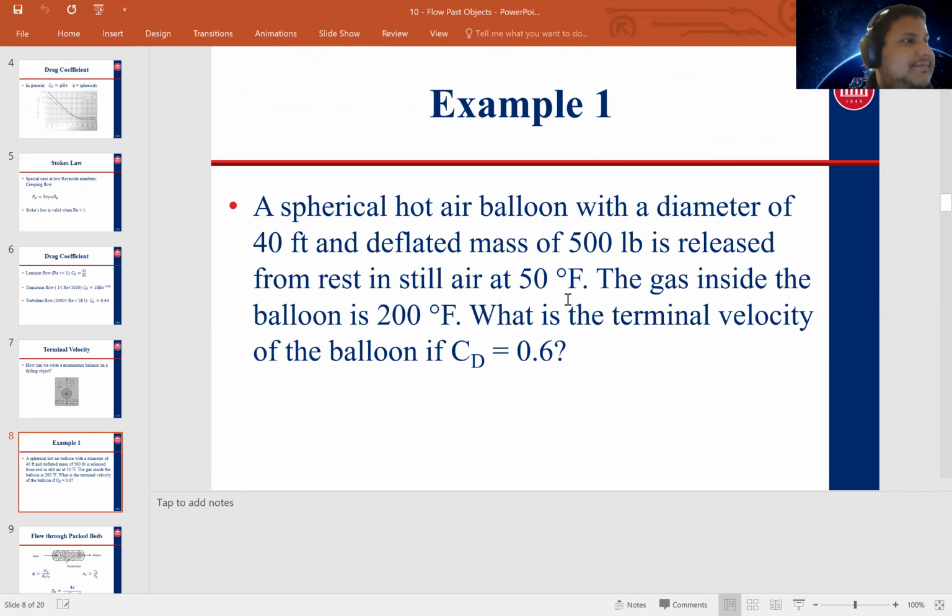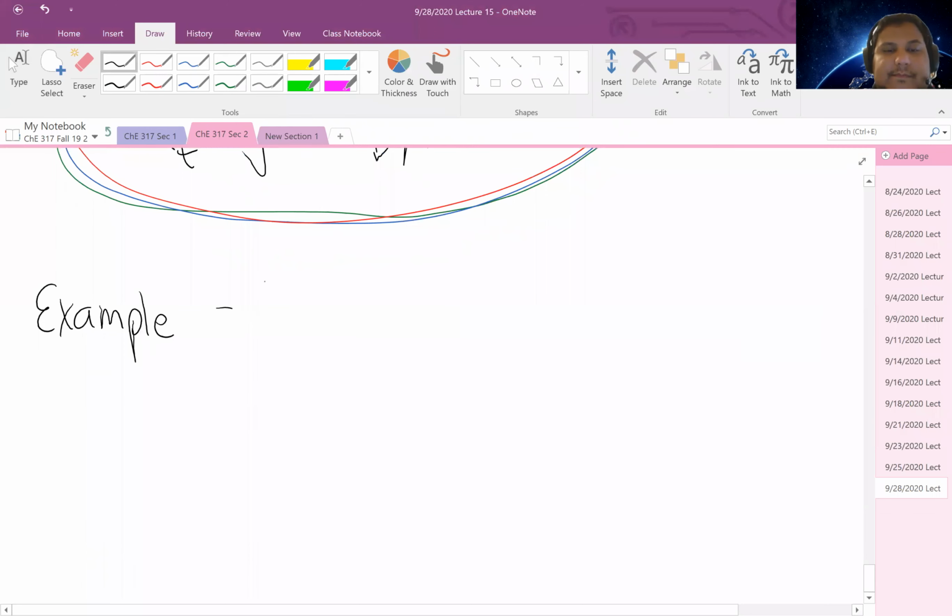So this is an intriguing problem in that it involves terminal velocity, but it's a reevaluation of the momentum balance, in that in this system we actually have 3 forces that we need to consider, because nothing can be simple.